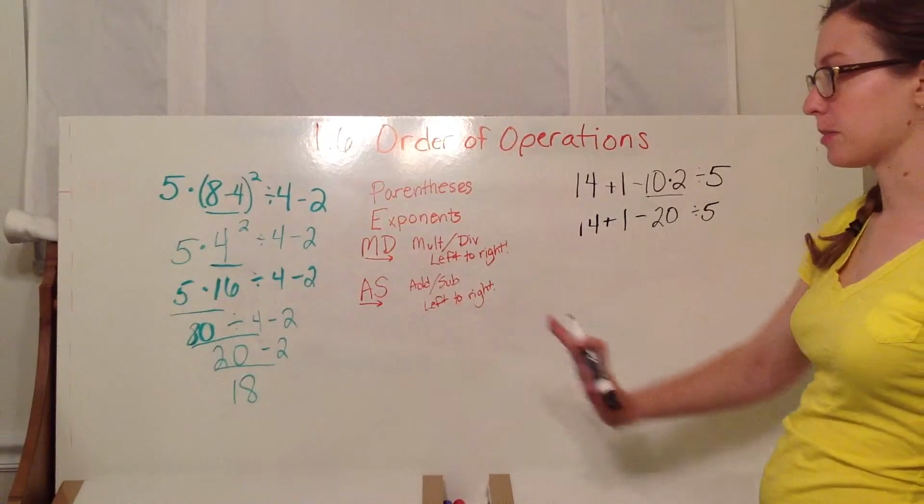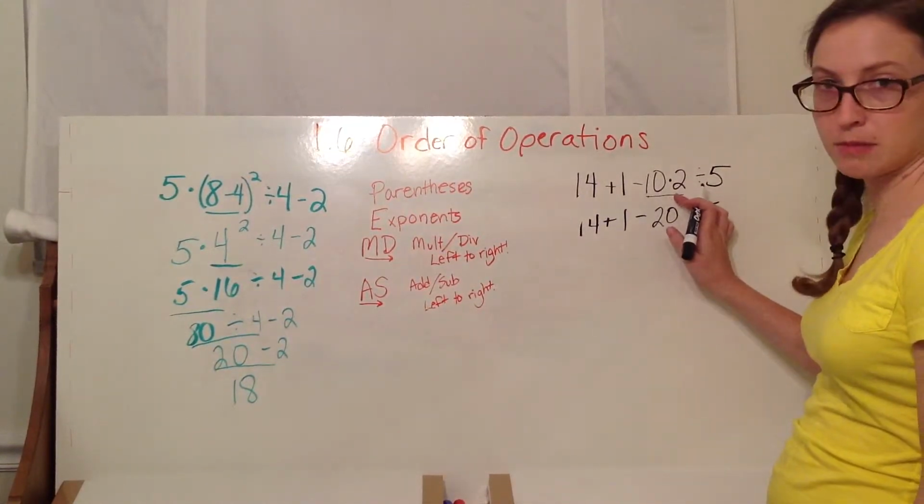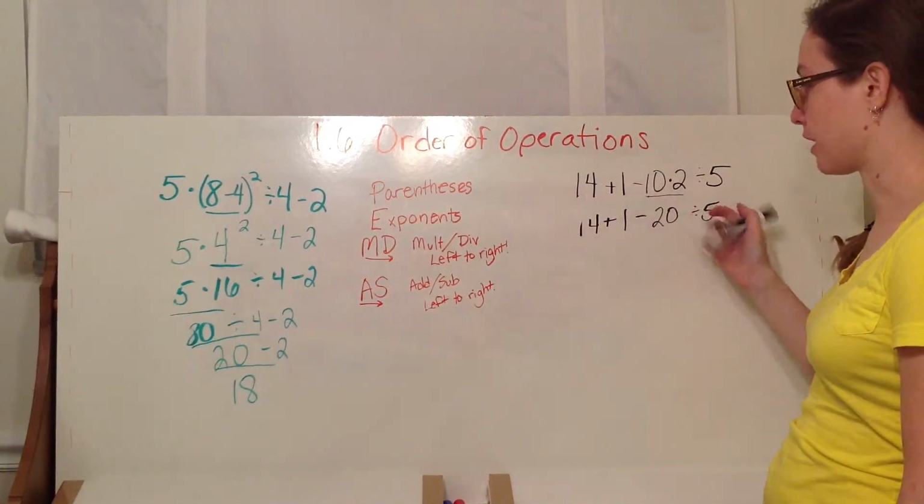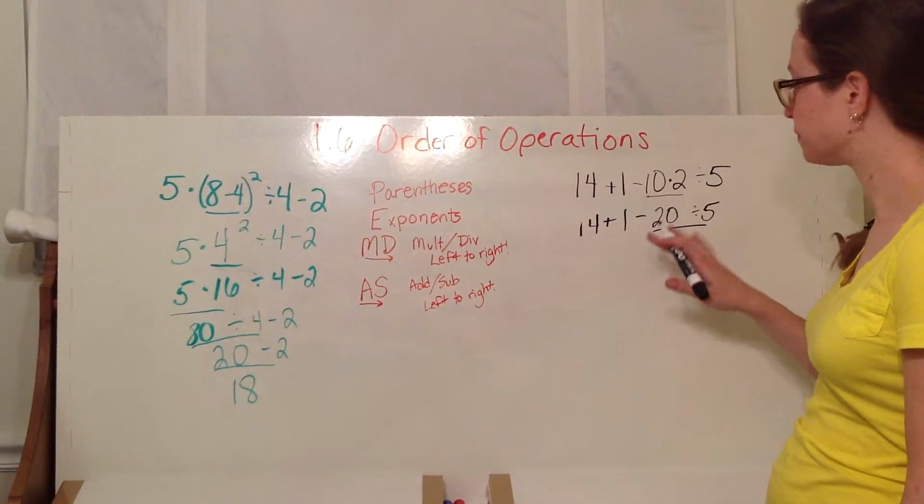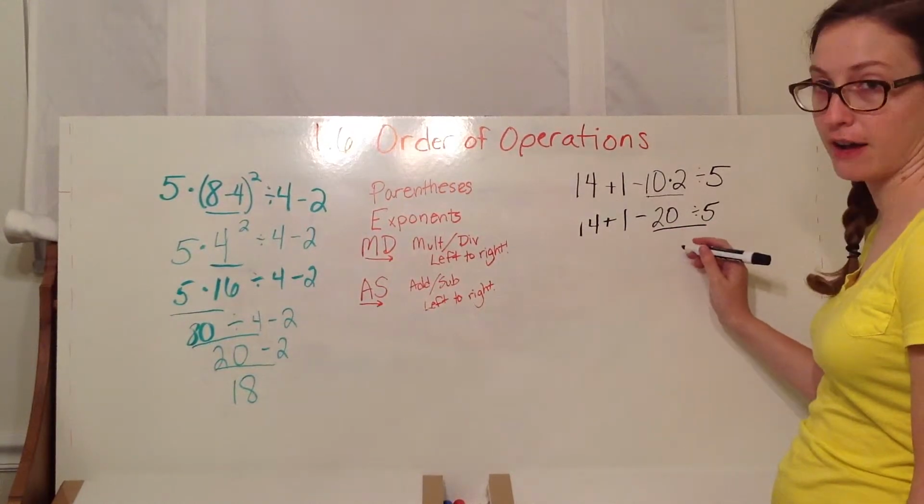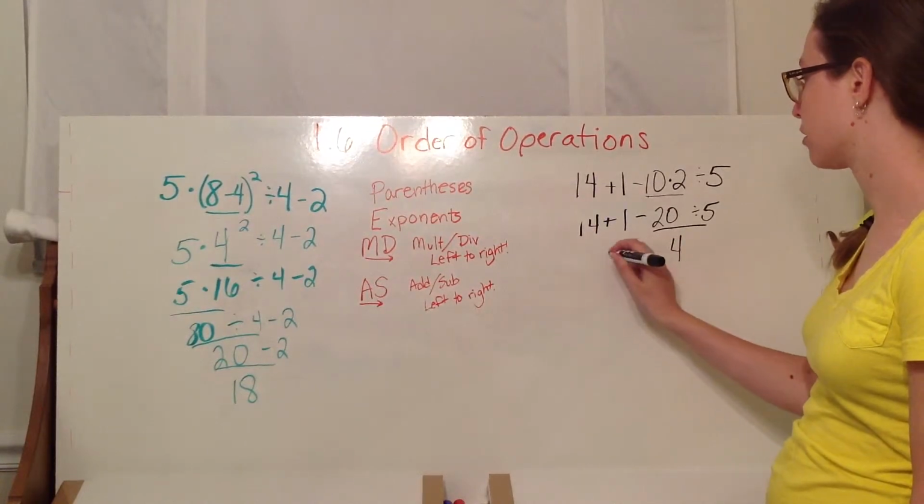Still not done with multiplication and division because we have a division problem. We did the multiplication first because it came first left to right, but now we don't have to worry about that. There's only one more to do. 20 divided by 5 is 4. Everything else comes down.